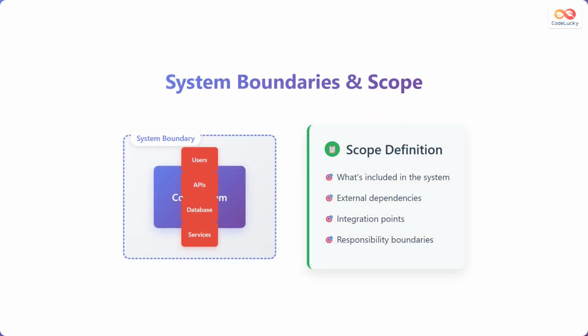Next, we define system boundaries and scope. This involves determining what's included within the system, identifying external dependencies, defining integration points, and establishing responsibility boundaries. We have a diagram illustrating this with the system boundary surrounding the core system and external elements like users, application programming interfaces, database, and services.